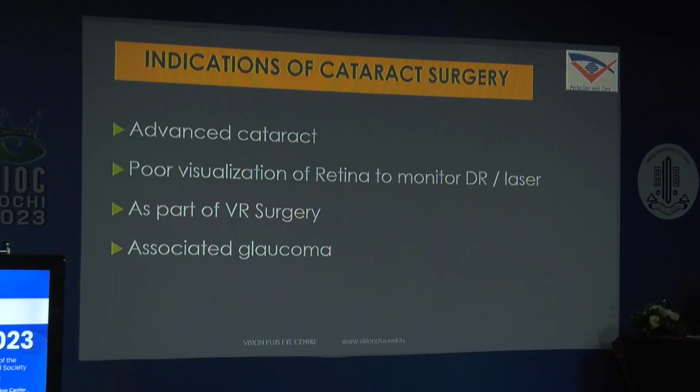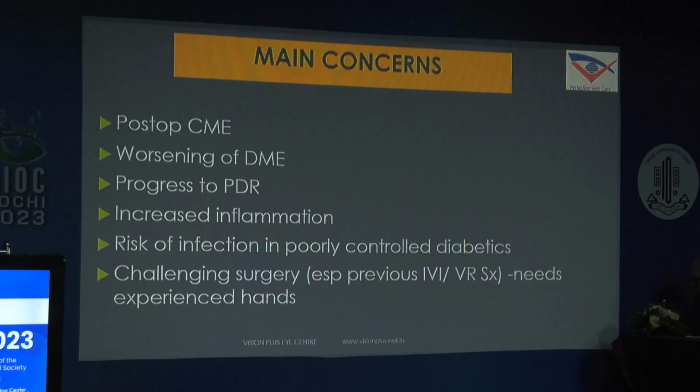Now, the indications of cataract surgery could be an advanced cataract, so you do have poor visualization of the retina. You need to monitor these patients carefully. It could be as part of your vitreoretina surgery where the cataract is significant enough so that the vitreoretina surgeon does not have a good view. Or it could also be patients who have associated glaucoma.